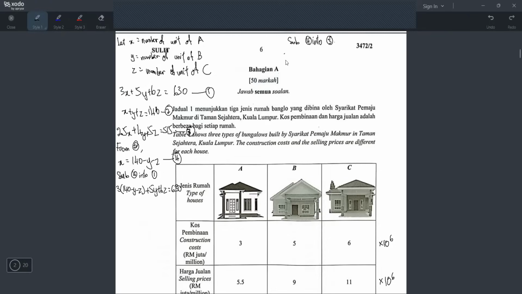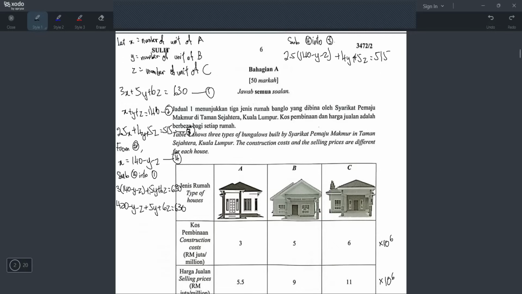So what is equation 3? 2.5x. X I will substitute 140 minus y minus z, and then plus 4y plus 5z, right? Equals to 515. And now my job is to simplify this and simplify this, all right? Okay, let's do this one first. 3 times 140, I can quickly press calculator. Okay, my calculator give me 420. So I'll just write 420 minus y minus z plus 5y plus 6z equals to 630.